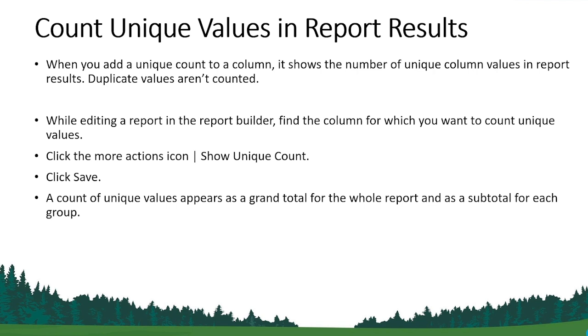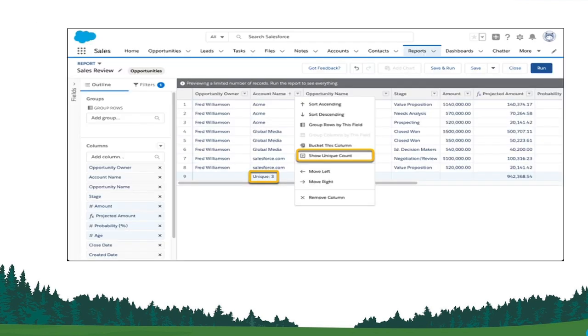Then you have a count of unique values that will appear as the grand total of all the report results, and you will get the subtotal of each group also. This is the way we can show it.